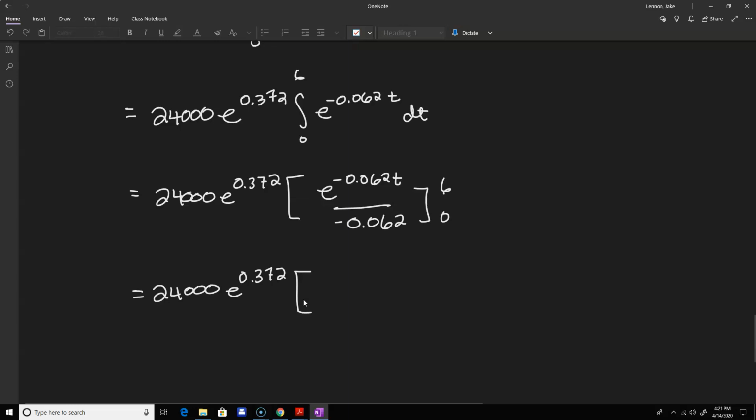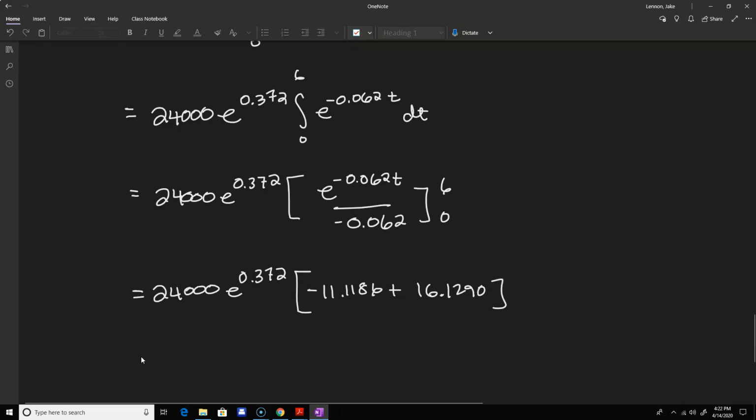So we have e to the negative 0.062 times 6, and then we need to divide that quantity by negative 0.062. So we get something like negative 11.1186 minus, so minus, it's going to be a negative, so that'll become a plus. It's going to be e to the 0, which is 1, divided by negative 0.062, which will come out to be 16.1290.